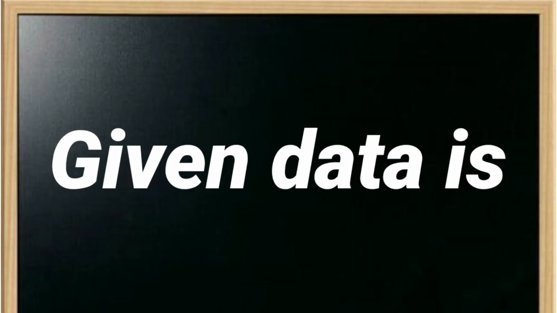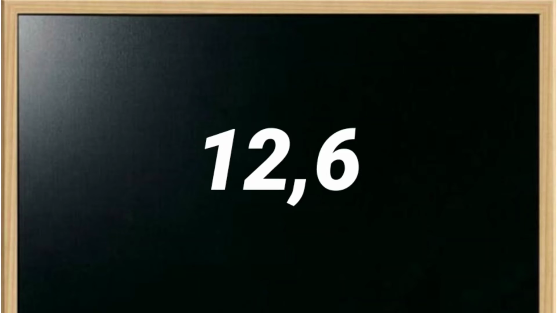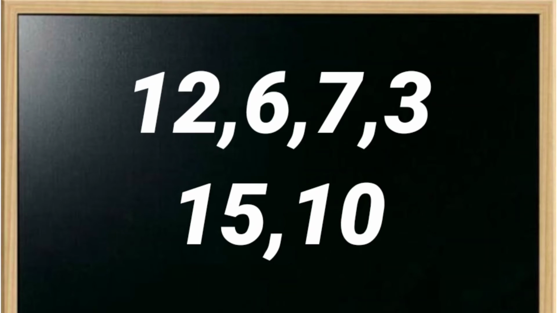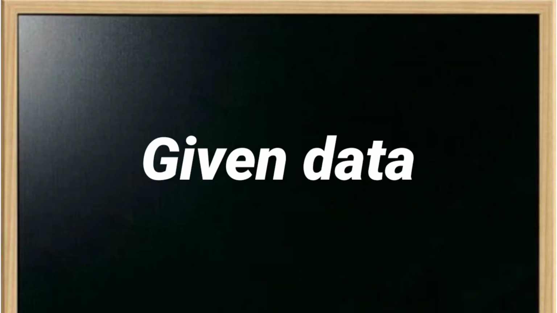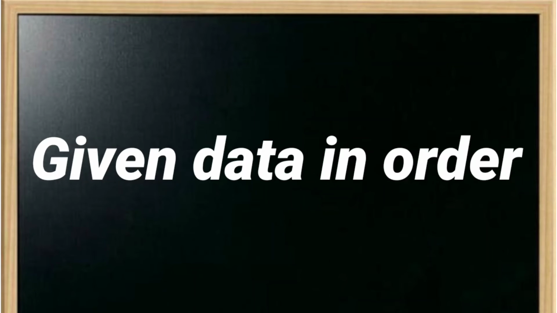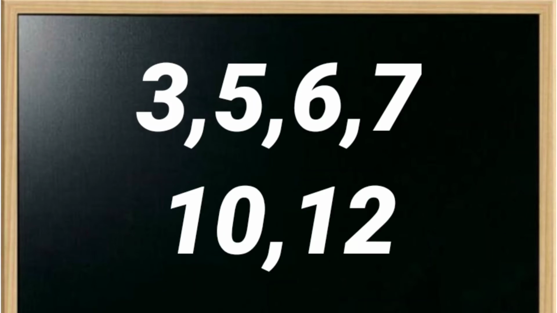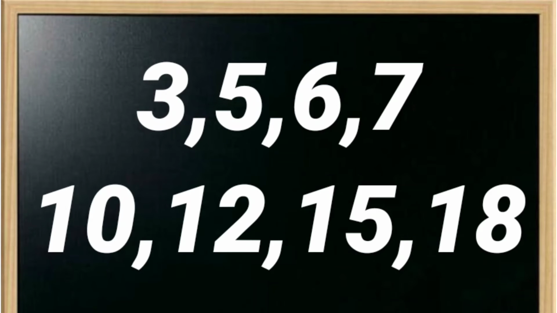For example, the data is here, which is not in order. Given data is 12, 6, 7, 3, 15, 10, 18 and 5. It is data that is not in order. The given data in order is as 3, 5, 6, 7, 10, 12, 15 and 18 in ascending order.